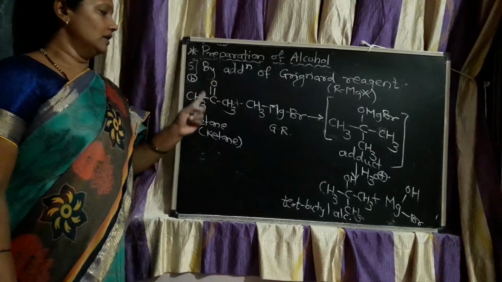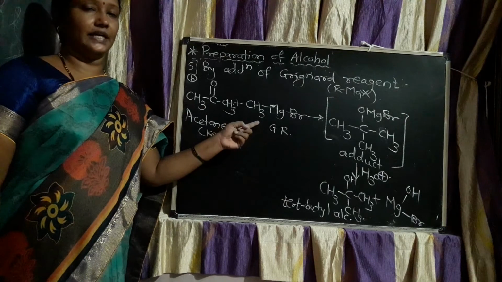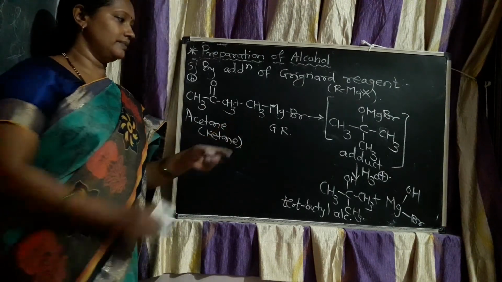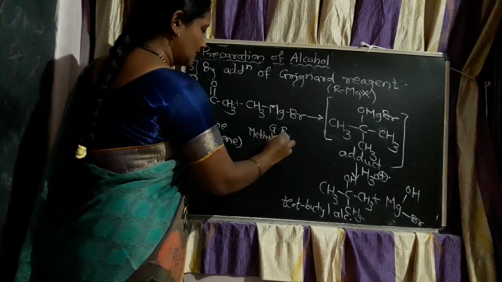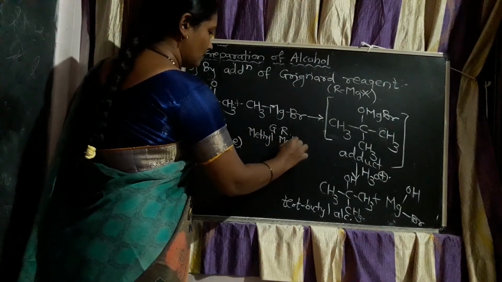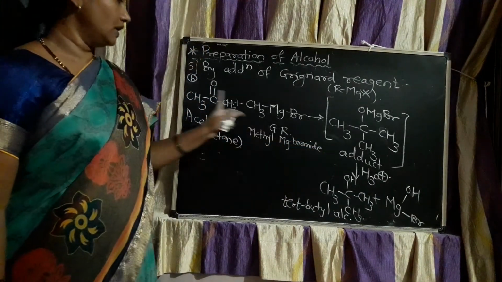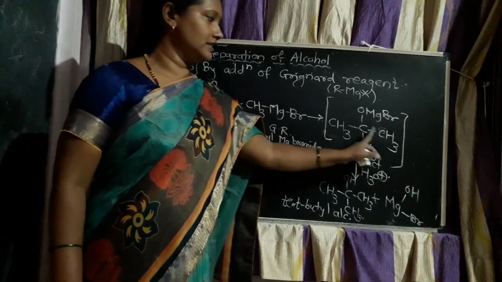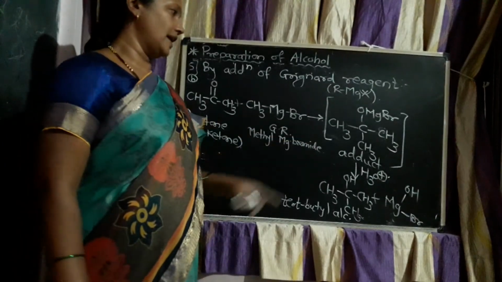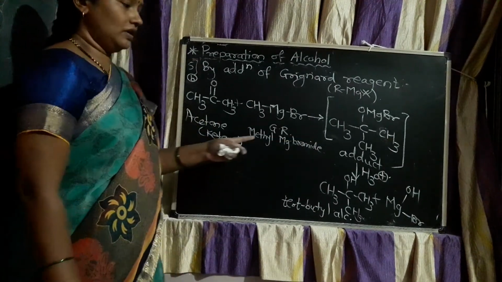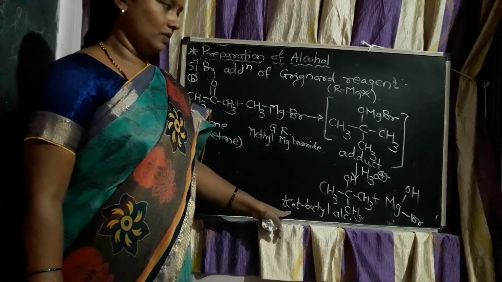In this one, the ketone, example acetone, on reaction with Grignard reagent, here CH3MgBr, the name is methyl magnesium bromide, first forms the addition product CH3CCH3 with CH3 and OMgBr. Then which on acid hydrolysis forms the tertiary butyl alcohol.